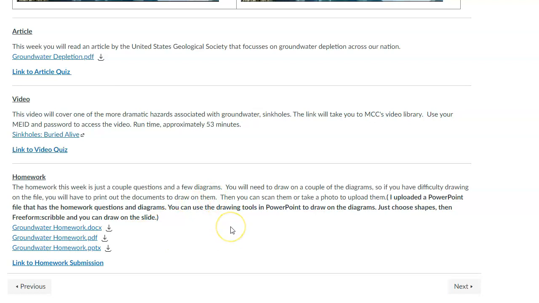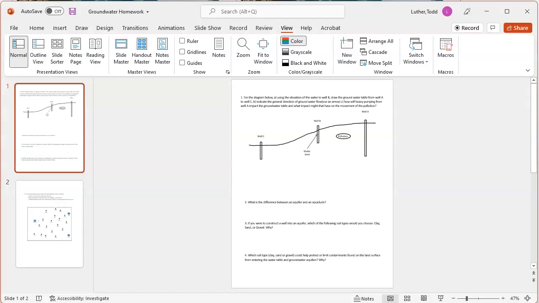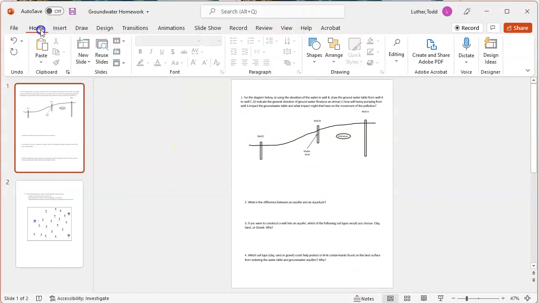And then finally, the homework is going to be just a few more questions about groundwater. And also, there are 3 different formats here because I'm asking you to kind of draw some lines on the homework. And I know for some of you, you can't draw with some of the docs, the Word docs or PDFs. So, of course, you can always print it and draw on it and then take a picture and all that stuff.